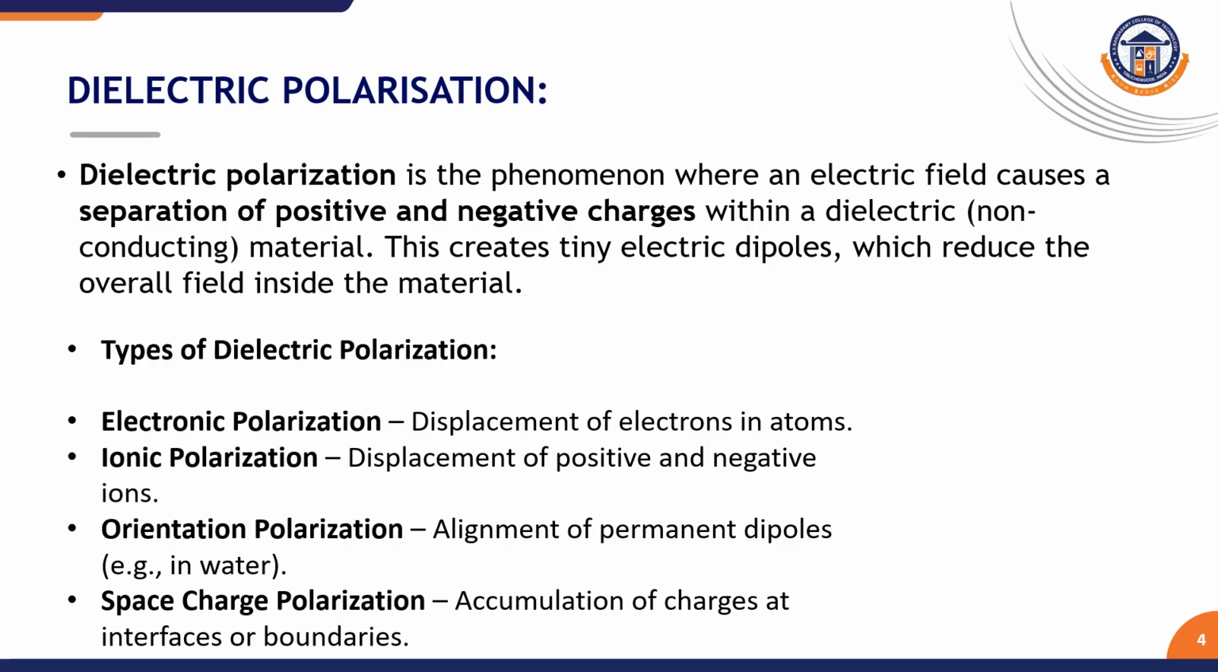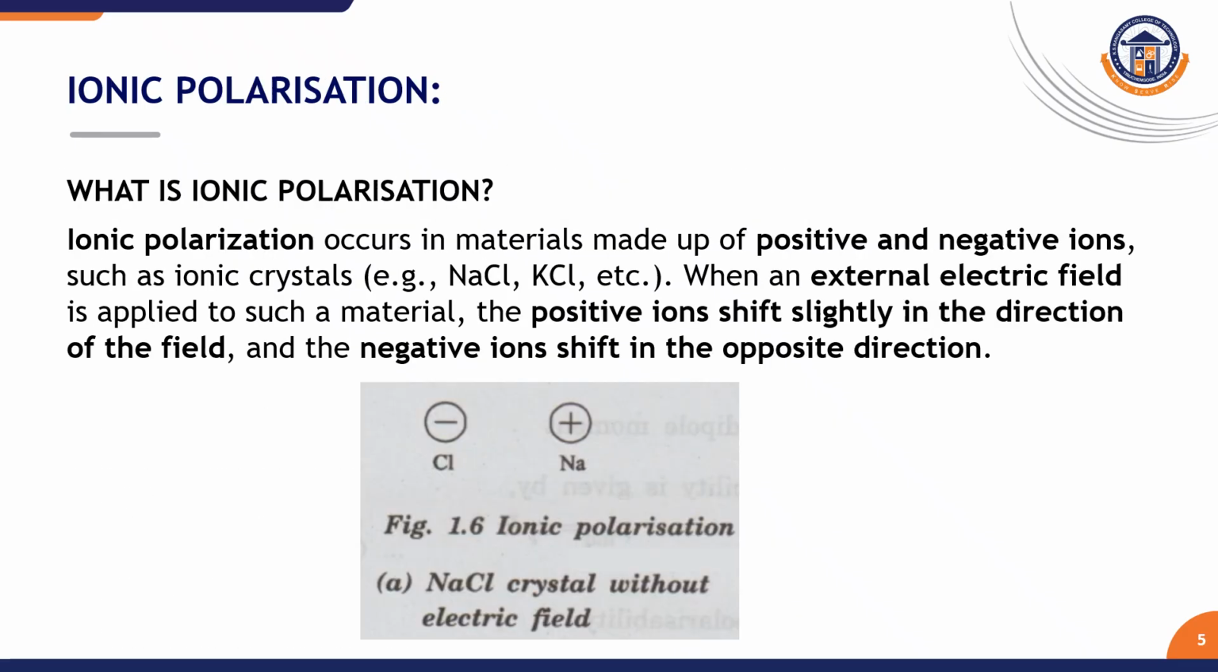There are four types of dielectric polarization. The first one, electronic polarization: there is a displacement of electrons around the nucleus. The second one, ionic polarization: there is a displacement of positive and negative ions. Third one, orientation polarization: there is an alignment of permanent molecular dipoles. The fourth one, space charge polarization: that is a charge accumulation at boundaries or defects.